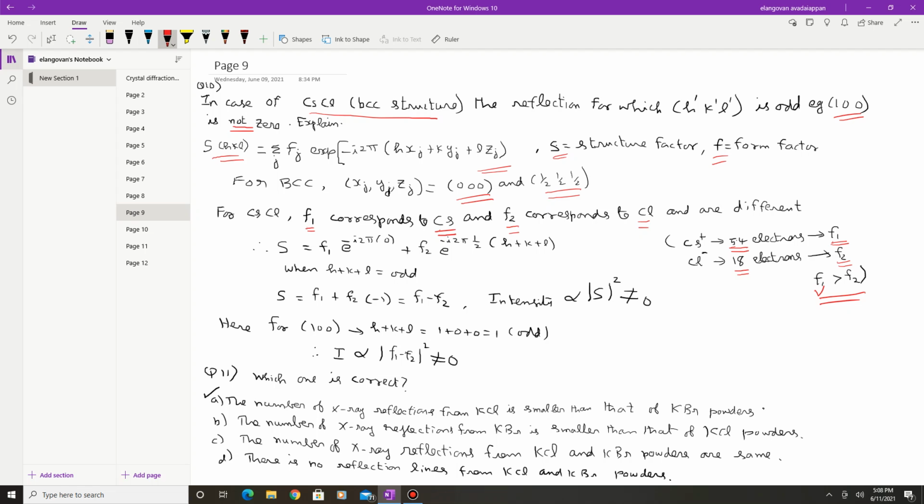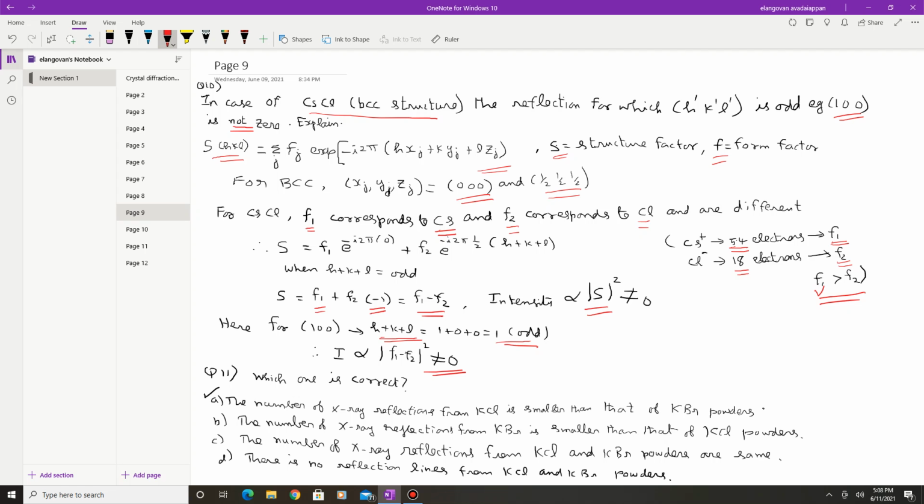So when h plus k plus l is odd, it gives a minus value. For the first case, if you put 0, 0, 0, this is F1, and here F2 into minus values, F1 minus F2. For identical atoms, F1 and F2 are equal, and so the structure factor is 0. Since the intensity is proportional to the square of the structure factor, you can say 0. But here F1 is larger than F2, so the intensity is not 0. So for 100, though h plus k plus l is an odd number, this intensity is not zero. So this is an explanation for the occurrence of the reflection at the 100 plane, even though h plus k plus l is an odd number.